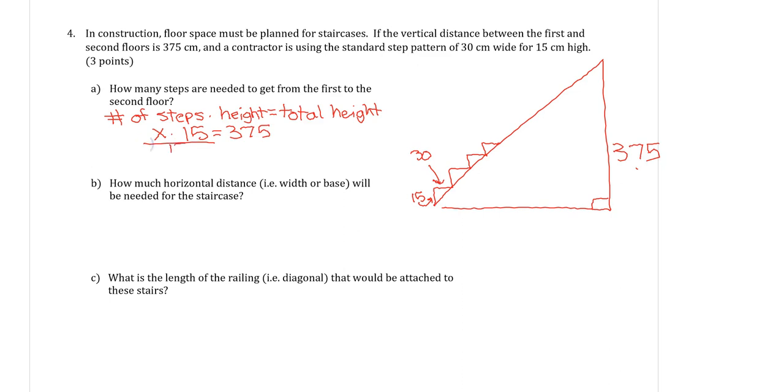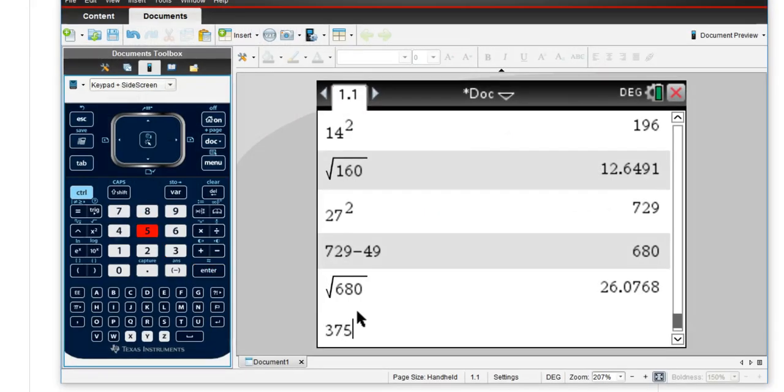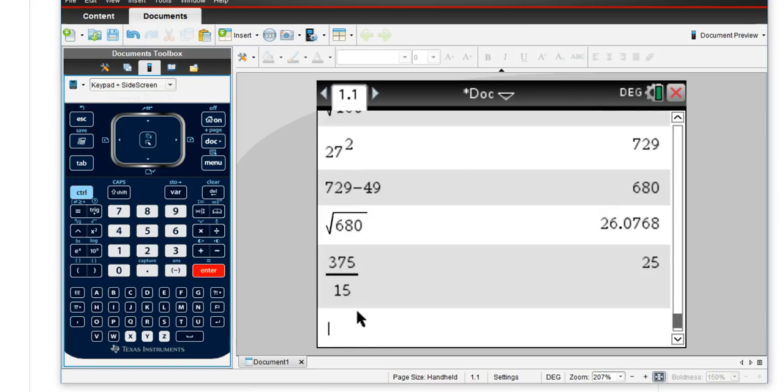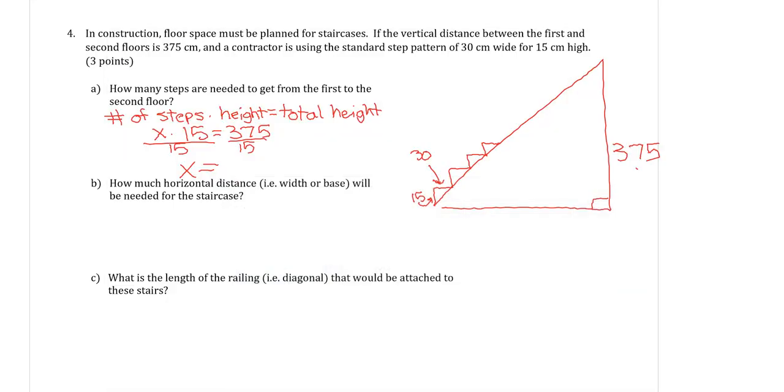I'm going to divide both sides by 15. So x equals whatever 375 divided by 15 is. 25. Okay? So this is going to have 25 steps.